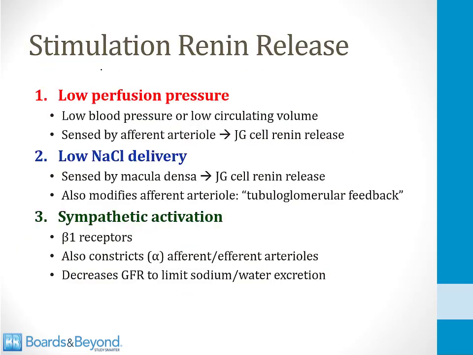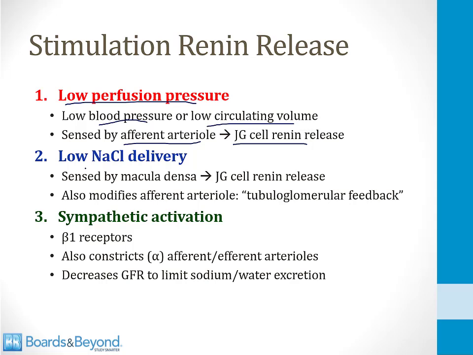There are three stimuli for renin release, and they're all shown on this slide, so let's go through them one at a time. The first one is low perfusion pressure. Anytime there is low blood pressure or low circulating volume, this is sensed by the afferent arteriole, and that triggers JG cells to release renin, and renin in turn activates the renin-angiotensin-aldosterone system to raise the blood pressure. So this is part of how the kidneys play a role in maintaining a normal blood pressure.